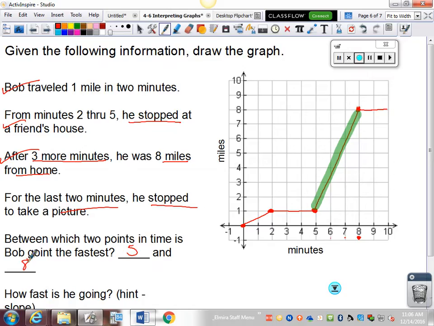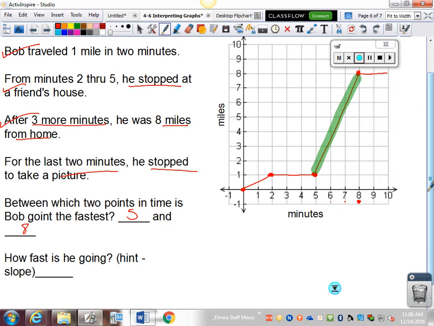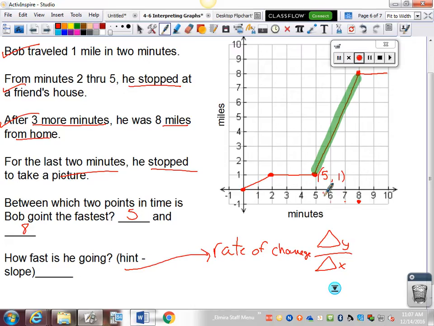Well, how fast is he going? Hint, rate of change or slope. Okay, slope. So rate of change, remember, is your change in the y over your change in the x. So let's label some points here. This is 5, 1, and this is 8, 8.